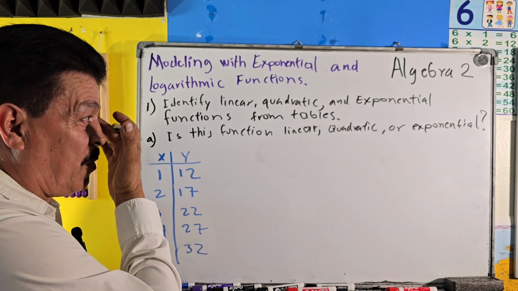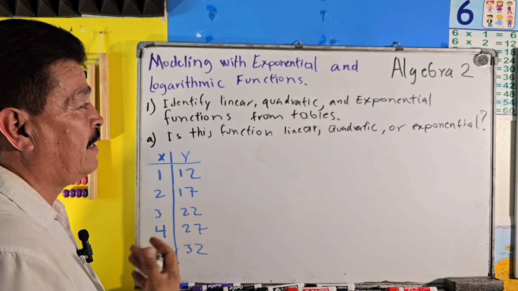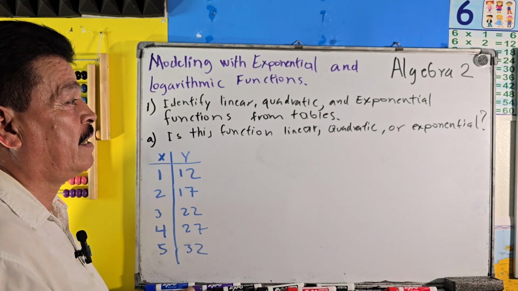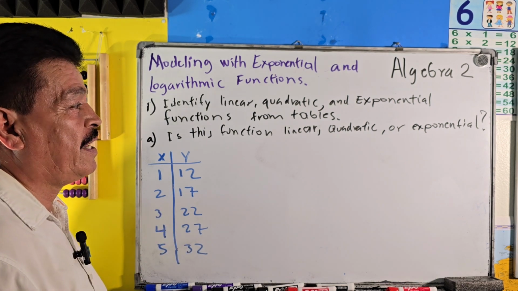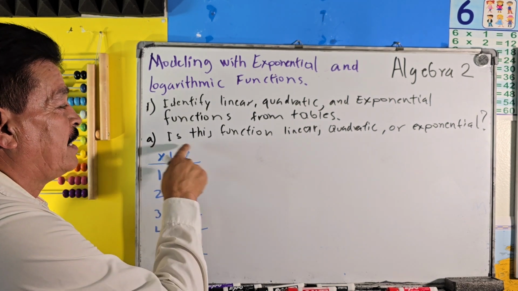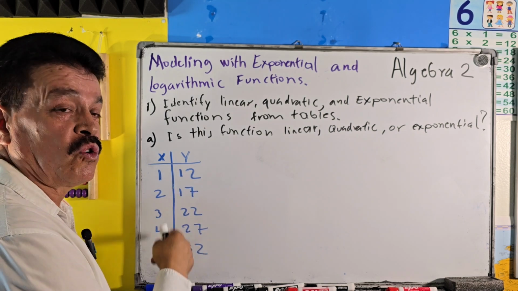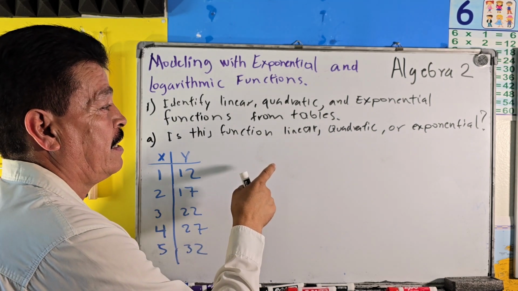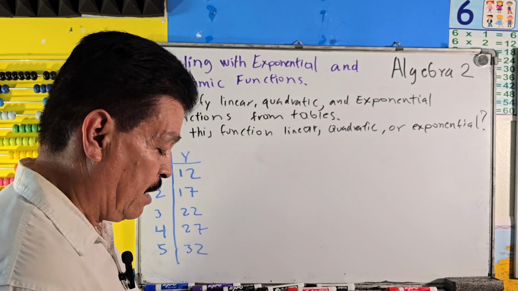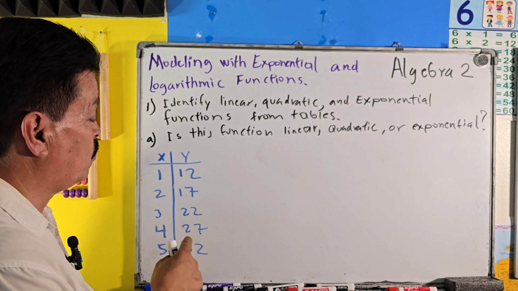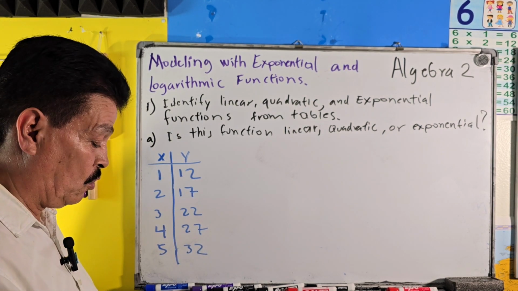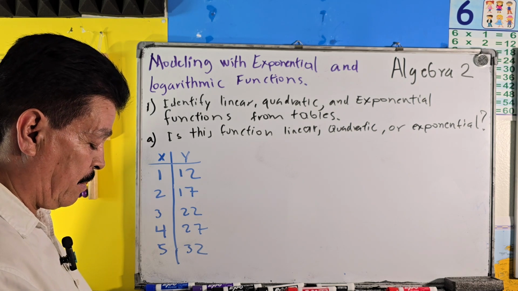All right, our problem is to identify linear, quadratic, and exponential functions from tables. We have this table already here, but is the function that we have here linear, quadratic, or exponential? How are we able to know what kind of function we have?